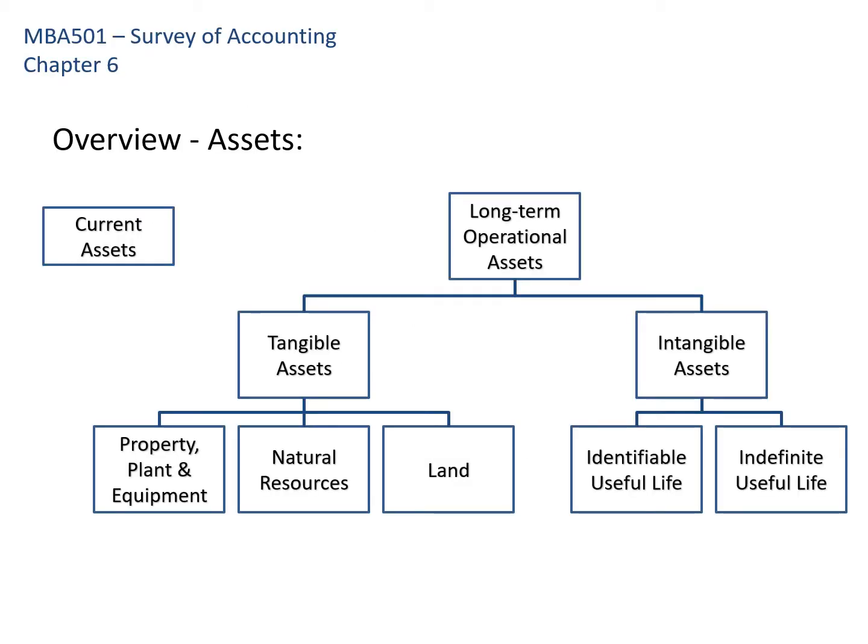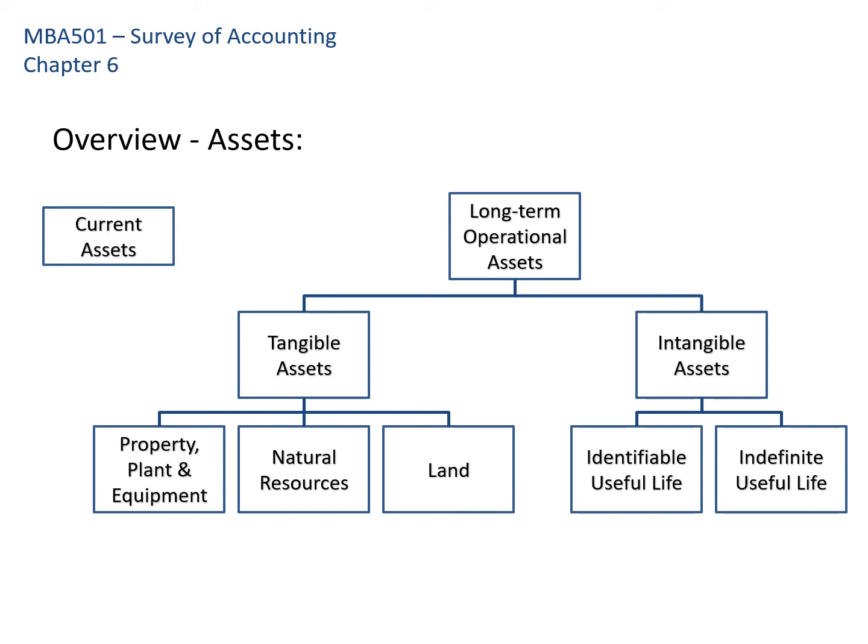So I want to start with an overview of assets. So again, remember, assets are things that we own in our business, okay? And that's going to consist of current assets, which is what we've been talking about up until now. So things like cash, accounts receivable, inventory, prepaid items like supplies and prepaid insurance and those kinds of things, prepaid rent. Those are all current assets, meaning that we expect them to either get used up or turn into cash within the upcoming 12-month window of time. All other assets, by definition, are long-term operational assets, so things that last more than a year.